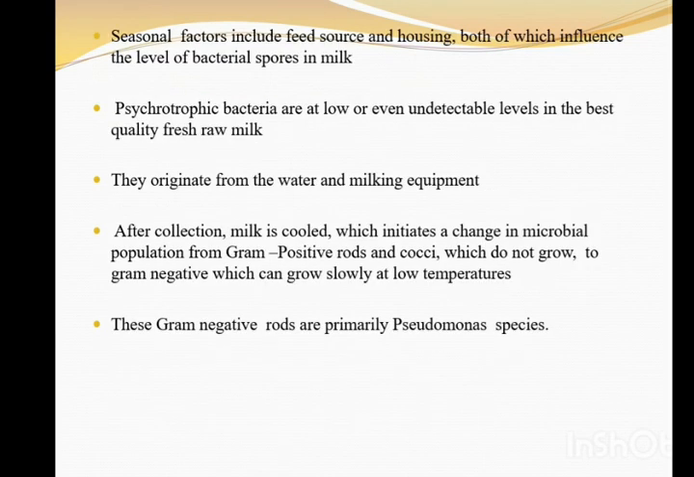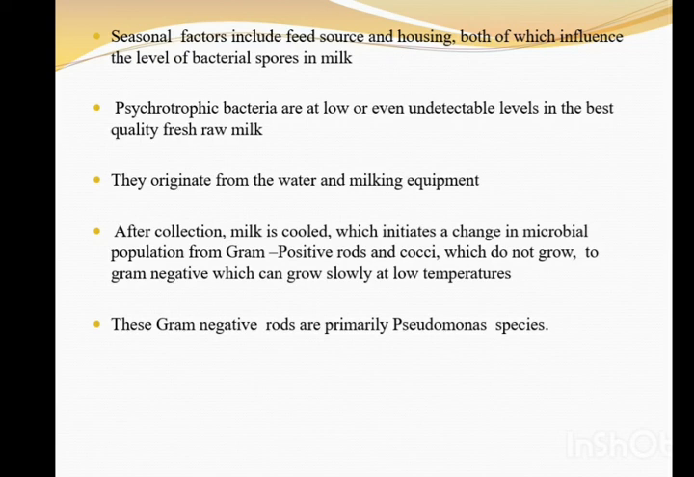Seasonal factors include feed source and housing, both of which influence the level of bacterial spores in milk. Psychrotrophic bacteria are low or even at undetectable levels in the best quality fresh raw milk. They originate from the water and from the milk equipment.